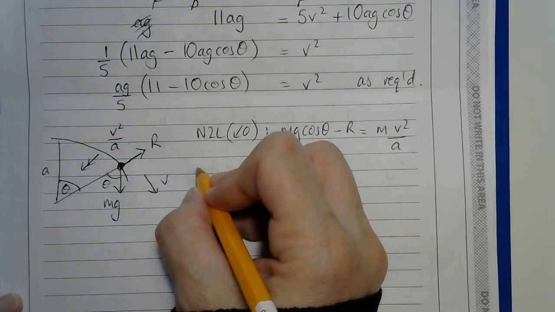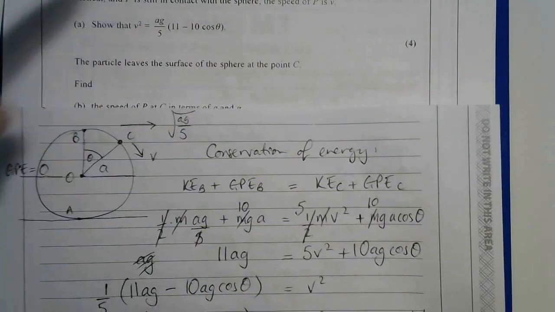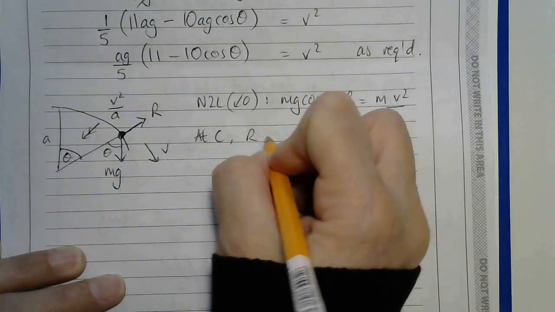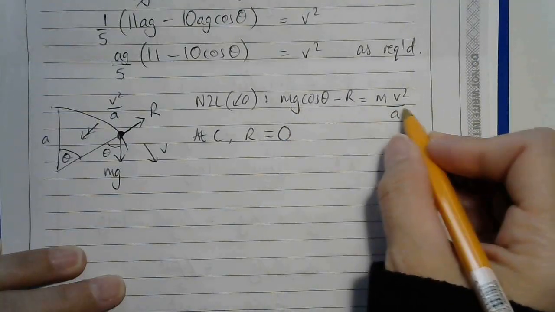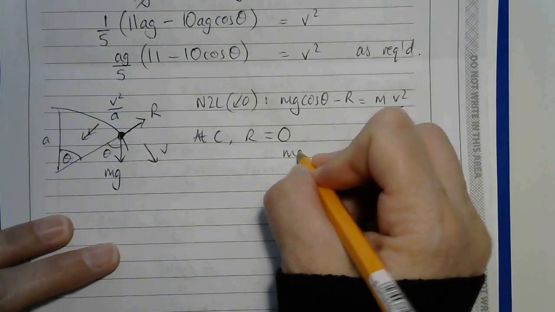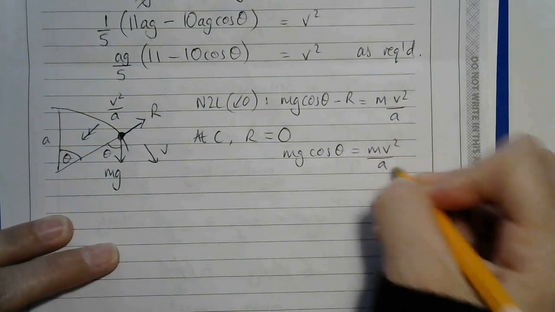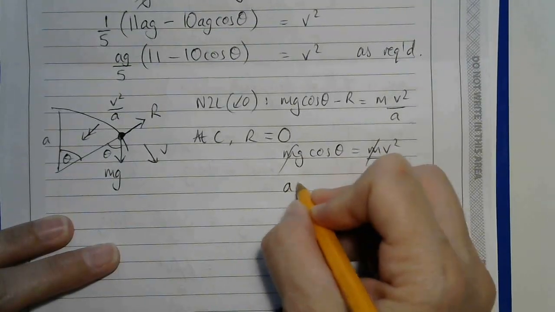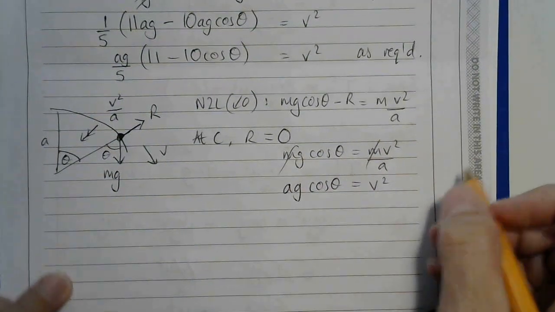But at this point where it's about to leave the surface at point C, the reaction force will equal 0. And so therefore I end up with mg cos theta equals mv squared over a. I can divide both sides by m, and I can multiply both sides by a, so that I get ag cos theta is equal to v squared.